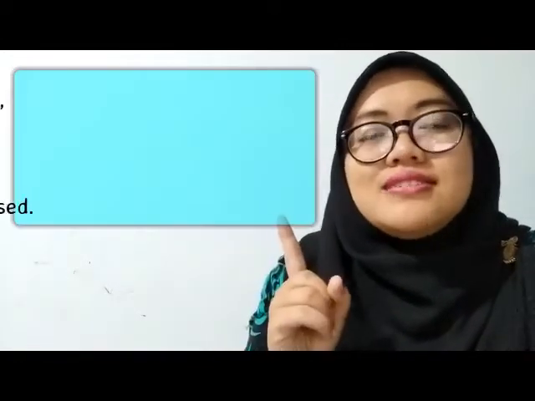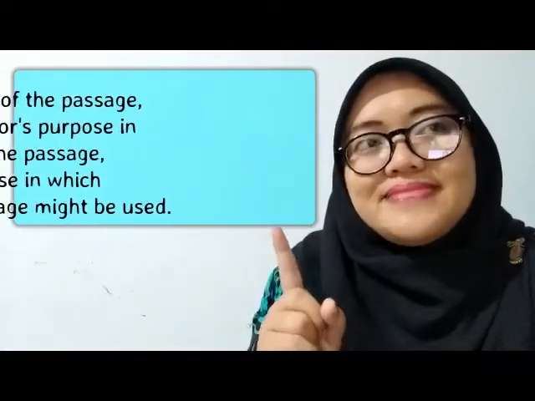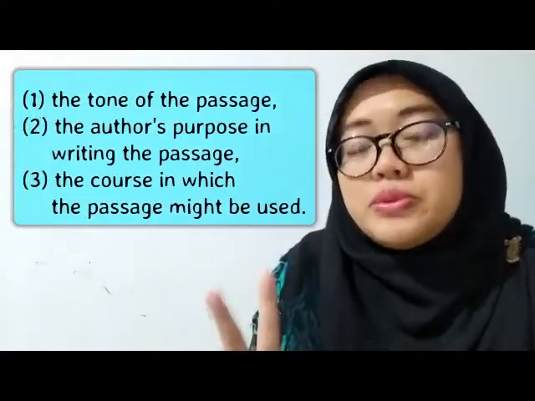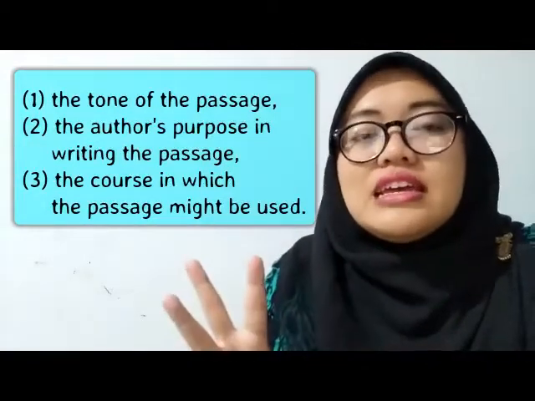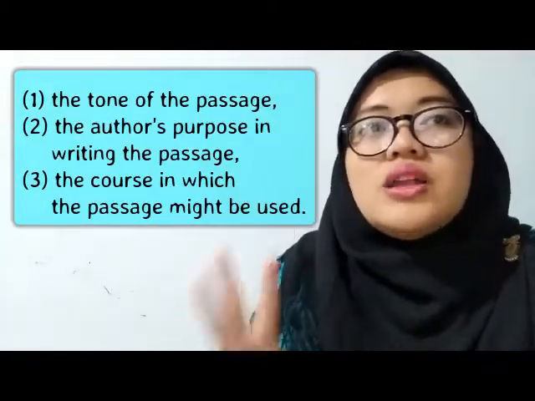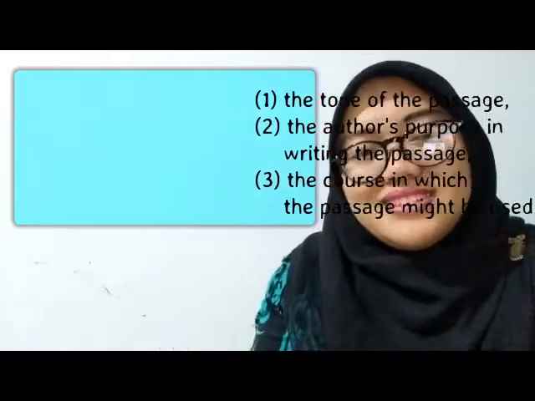Now, the second skill, determining tone, purpose, and course. Another type of question occurs occasionally in the reading comprehension section. Possible questions of this type are those that ask about, first, the tone of the passage, second, the author's purpose in writing this passage, and third, the course in which the passage might be used.